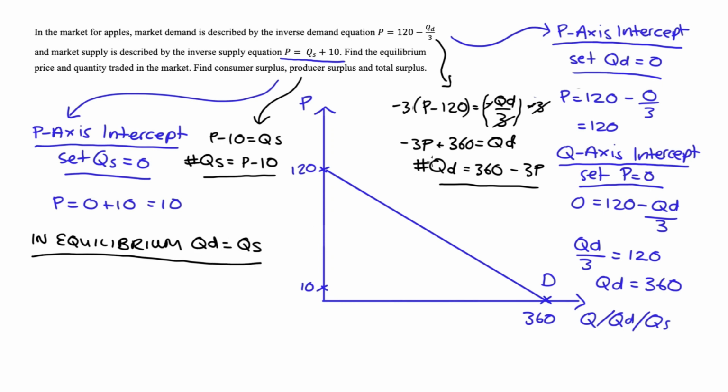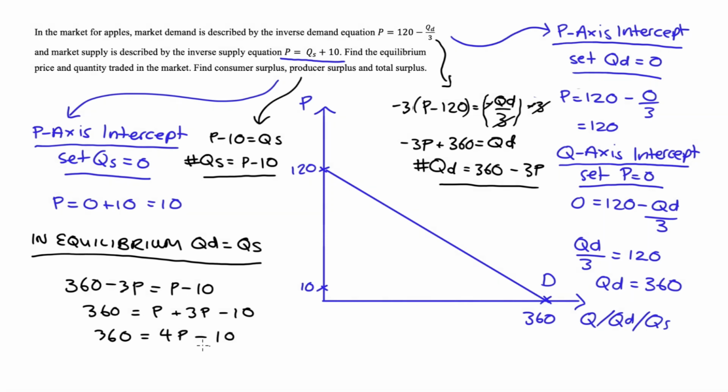So QD, that is equal to 360 minus 3P. That's equal to QS, which is P minus 10. Okay, good. Now we can solve for P, and that will be our equilibrium price, because that's the price that happens when quantity demanded is equal to quantity supplied. So I'm just going to start by adding 3P to both sides. That will get rid of it on this side. So I'll be left with 360 is equal to, we can do P plus 3P and the minus 10. So 360 is equal to 4P minus 10.